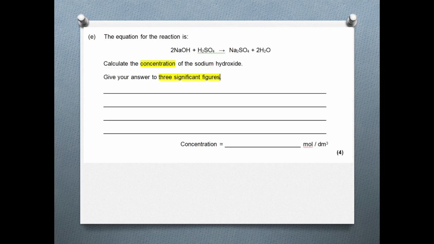An easy 2 marks. Right, this is where it gets slightly lengthier. I've got 4 marks for this. Look at the equation and you're going to calculate the concentration.